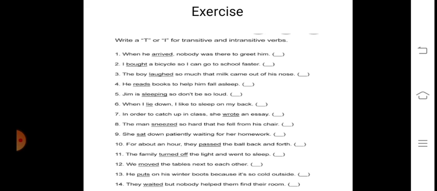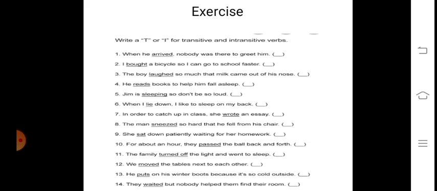The family turned off the light and went to sleep. The family turned off. What did they turn off? The light. So, turned off is a transitive verb having the object light. See the next one, the 12th one. We moved the tables next to each other. We moved. Moved is an action verb. What did they move? Who is the receiver of the action moved? Tables. So, tables is the direct object and hence the verb move is transitive.